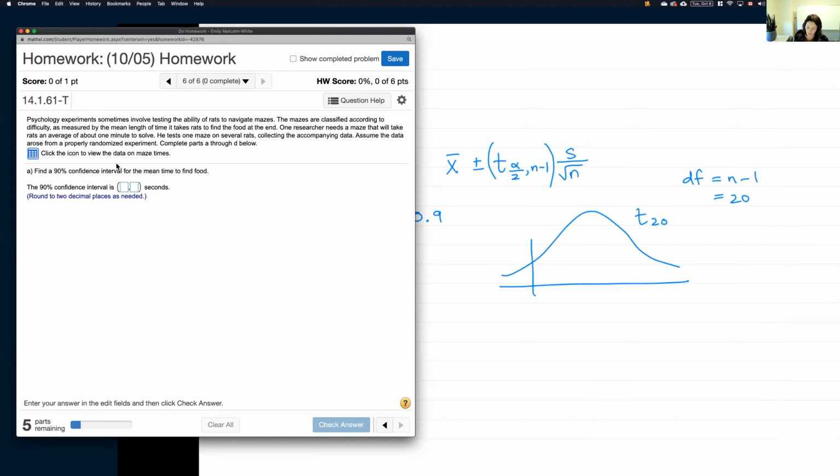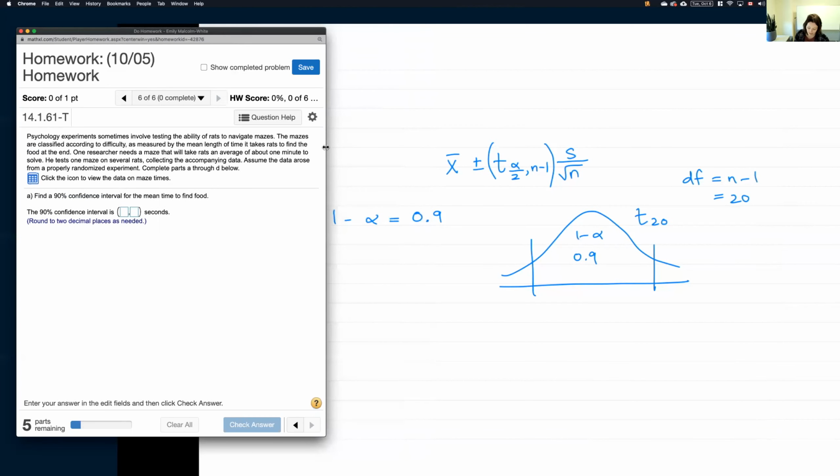The confidence we sort of put in the middle. So 1 minus alpha, 0.9, is the area in the middle. And we have to take the remaining error and put it in the two tails. So that is why, let me do this here.